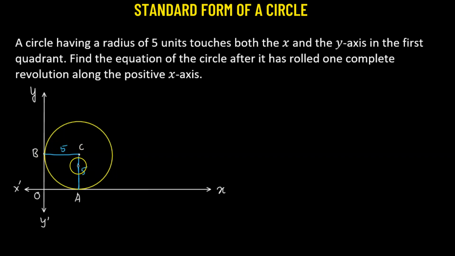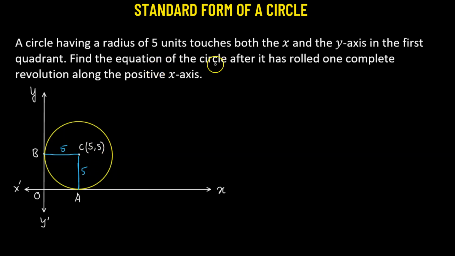However, this information also immediately helps us to obtain the coordinate of the center of the circle. So the coordinate will be, we need the x coordinate, which is the distance OA, so that's 5 units, and we need the height, which is AC. Now AC is also 5 units, so we have our coordinate 5, 5.